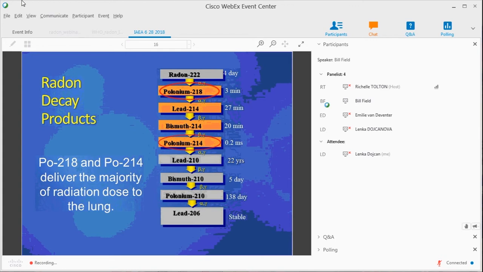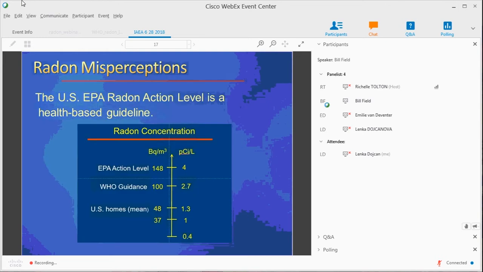Another misperception by healthcare providers is that the EPA's action level is really a health-based guideline. The EPA's action level is 150 becquerels per cubic meter. We know the WHO guidance, or the reference value, is 100 becquerels per cubic meter. The average in U.S. homes is about 48, and outdoors in the United States it's about 0.4, but it can go up to 1.2 year-round outdoors in certain areas of the United States.